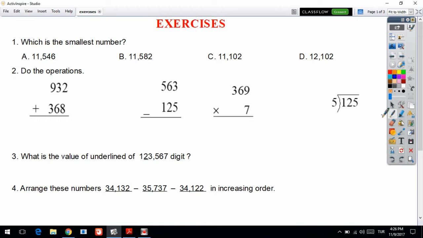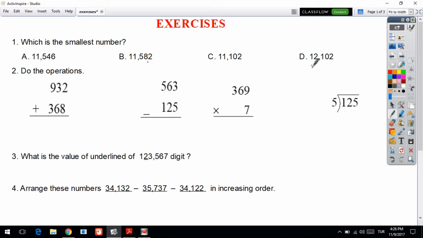The first question is, which is the smallest number? First of all, we have learned how to compare numbers, right? So let's count how many digits you have for the first option A. 1, 2, 3, 4, 5. Then you have 5 digits for all the options.